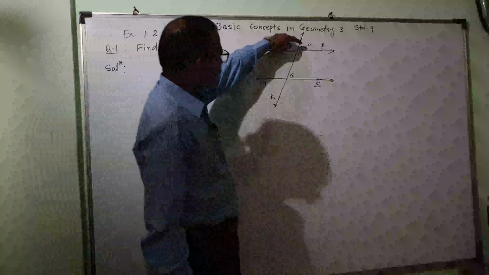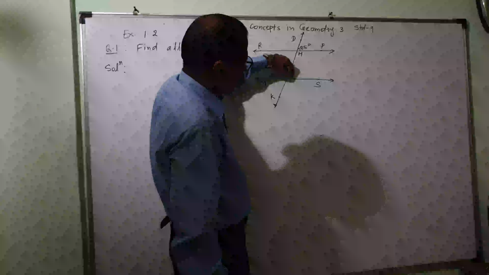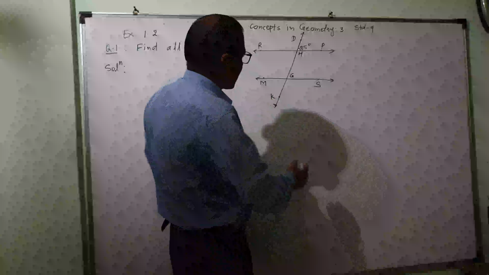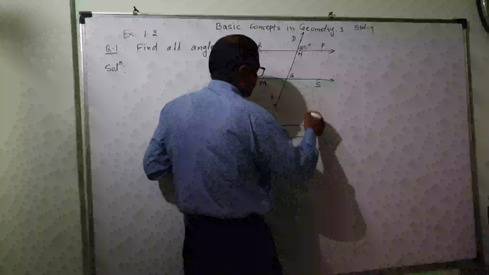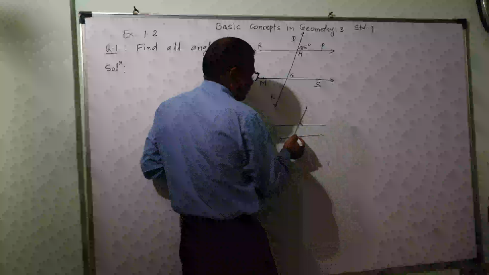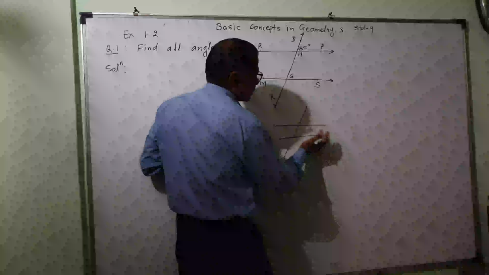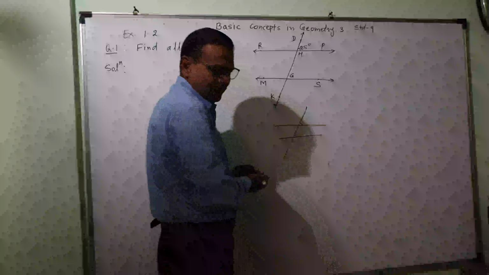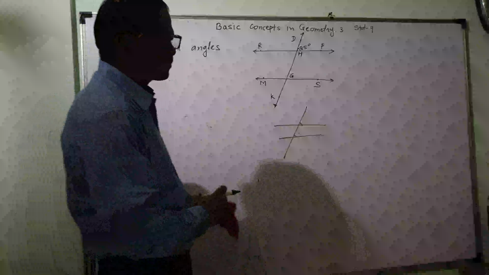If this is 85, then this is also 85, because these are the corresponding angles. What is a corresponding angle? I will tell you. Here this is above on the right side. This is also above and on the right side. So these two are the friend angles, means they are called corresponding angles.